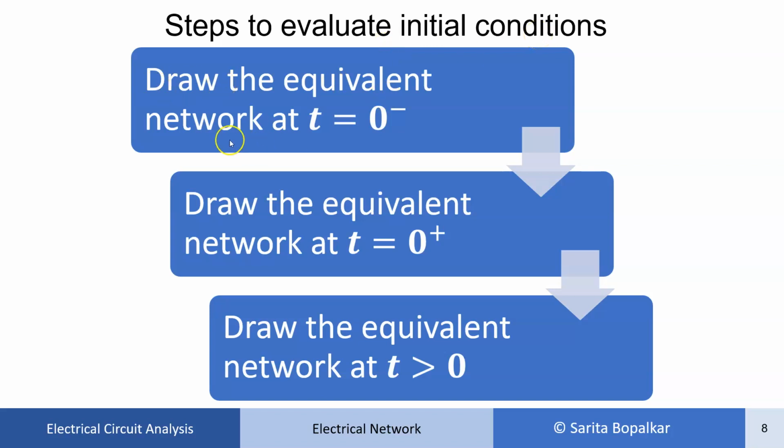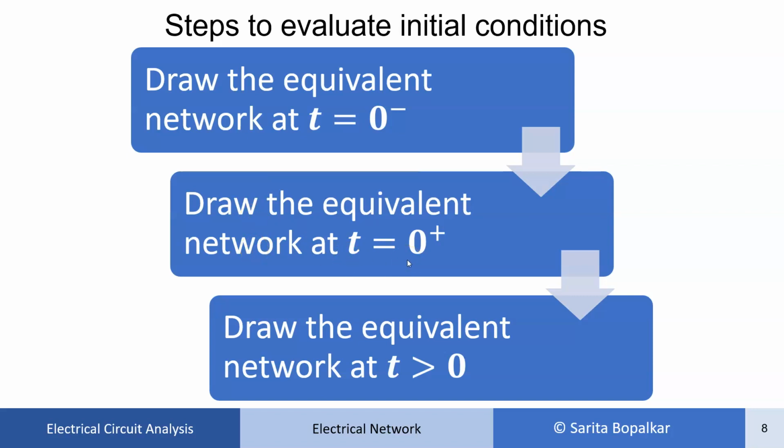The first step is to draw the equivalent circuit at t is equal to 0 minus. While representing an inductor or capacitor, you need to check the initial condition. If initial conditions are 0, capacitor voltage is 0 means short circuit, and inductor current is 0 means open circuit. If initial charge is there, the capacitor has some constant voltage, so represent it as a voltage source. The inductor has some constant current, so represent it as a current source.